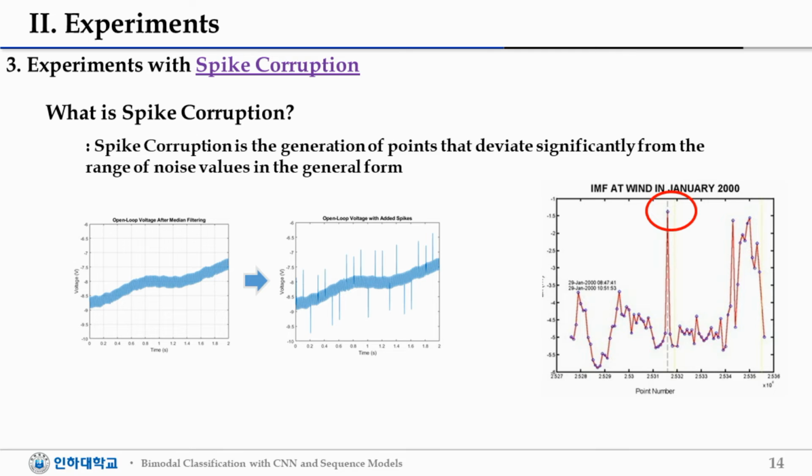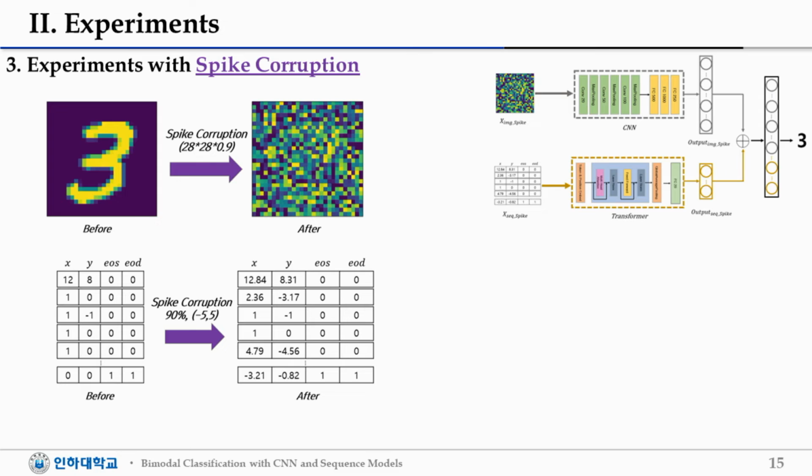Spike corruption is the generation of points that deviate significantly from the range of noise values in the general form. The spike corruption generation method is to randomly select an arbitrary index and insert an arbitrary extreme value. The second experiment is the experiment using spike corruption. The image MNIST dataset contains arbitrary pixels.